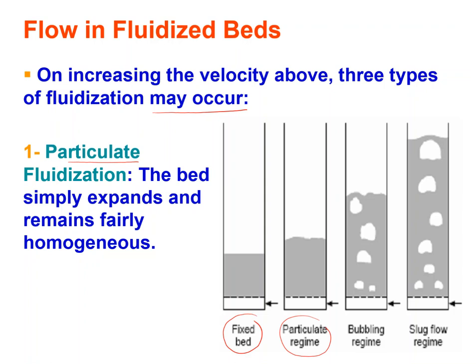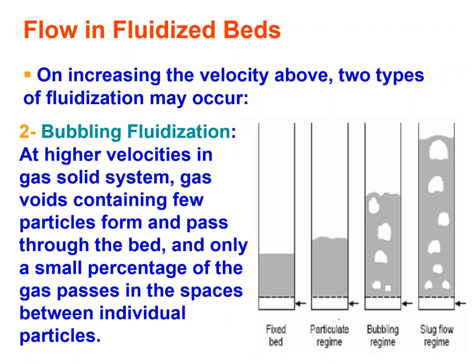So the bed simply expands and remains fairly homogeneous. So at this stage I have the onset of fluidization at the particulate regime. But what will happen if I increase the velocity even more? I will go from the first stage, which is the particulate stage, into the bubbling regime. So what's the bubbling regime, or the bubbling fluidization?